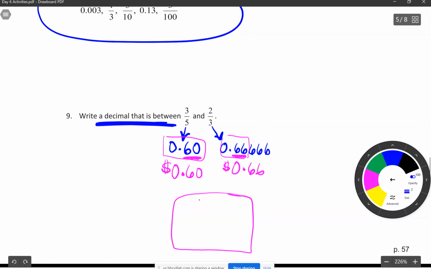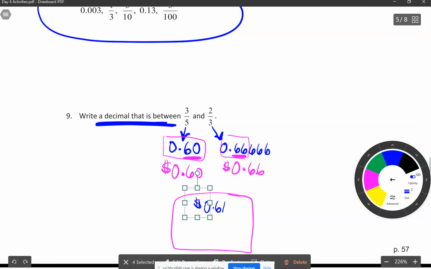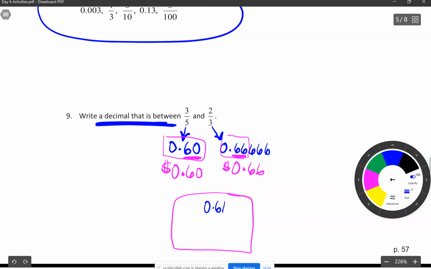So maybe you could say, like, 61 cents. Oh, don't put the dollar sign. Yeah, 61 cents, 62, 63. You could even do like 0.615 if you wanted to. It just has to be between 60 cents and 66 cents.